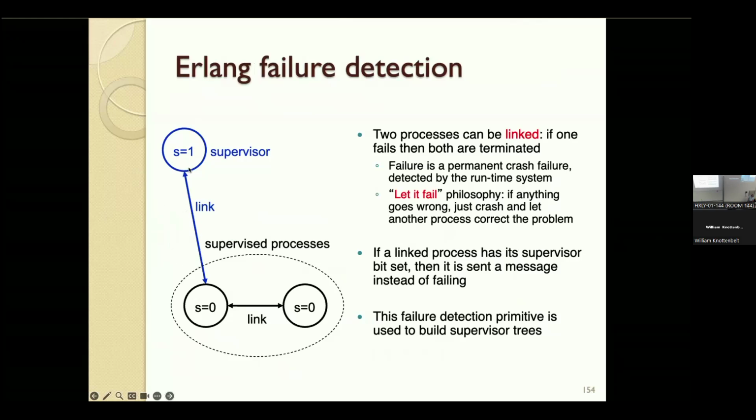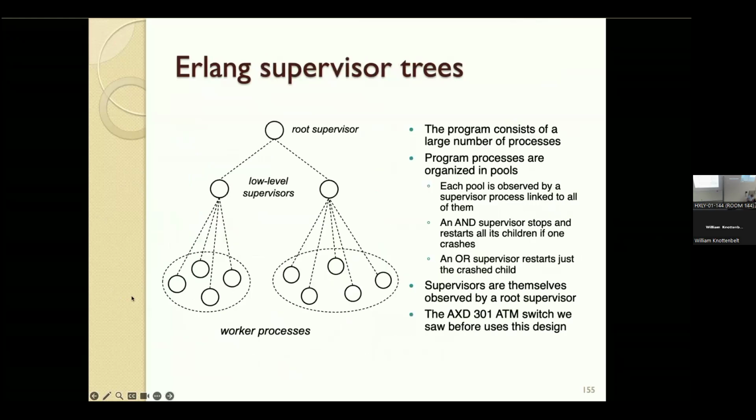And the supervisor has a supervisor bit set to 1 or true, which means that itself, it doesn't fail. Because otherwise, all the transitively linked processes will fail if one of them fails. So the whole thing fails, but not the supervisor. And this allows you to build a multi-level structure, which in Erlang is called supervisor trees.